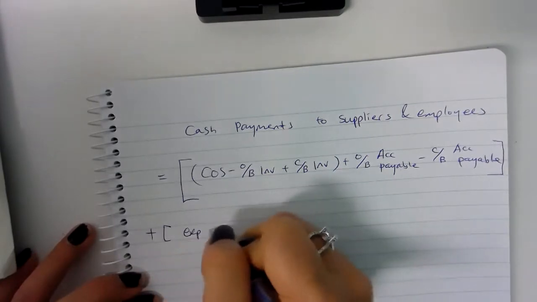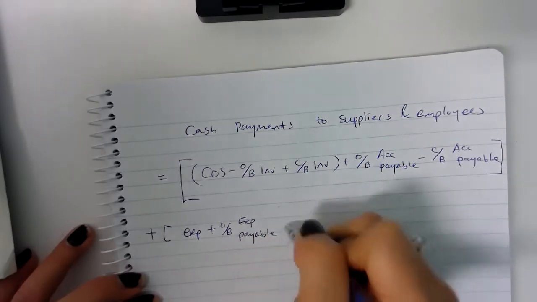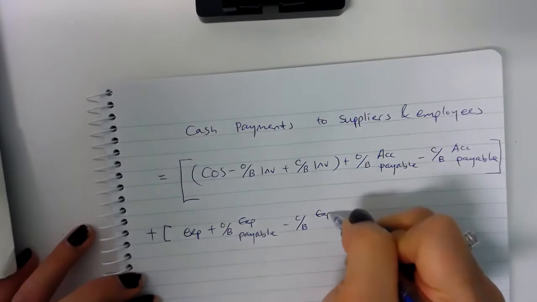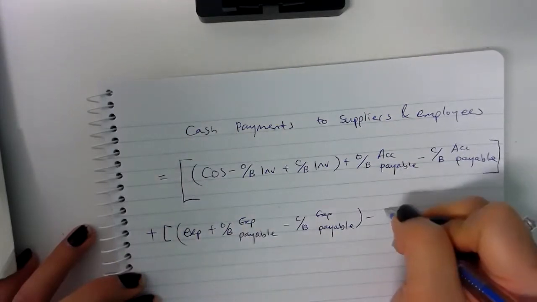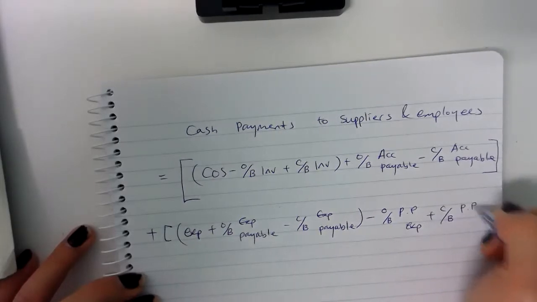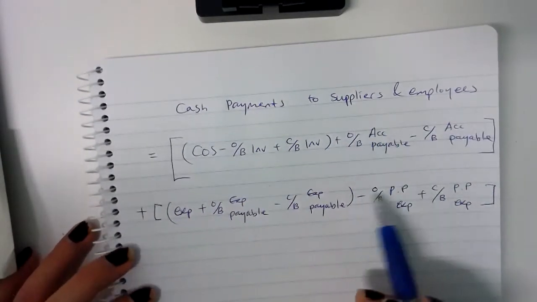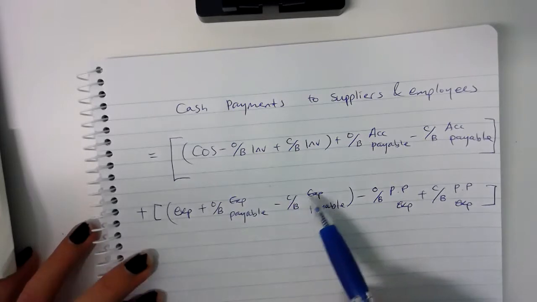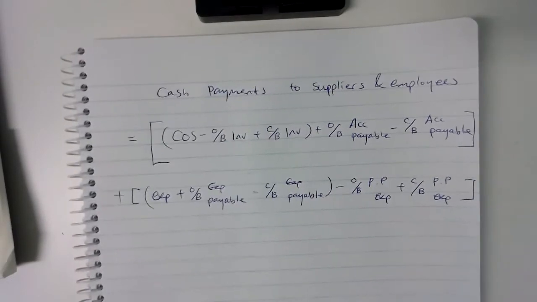So expense plus opening balance of expense payable, take away closing balance of expense payable, and then take away opening balance of prepaid expense and add closing balance of prepaid expense. That's how we work out cash payments to suppliers and employees. And as you can see, it involves a lot of calculations. So most of the marks will be on this part. If you have any questions, please post on the forum or send us an email. But try this, apply this and see if you can work that out.